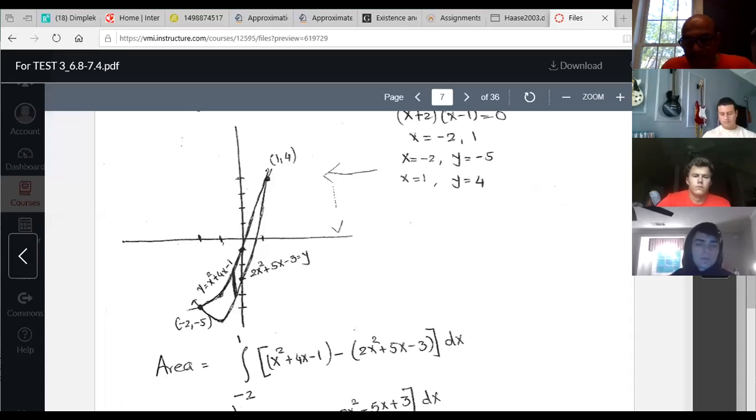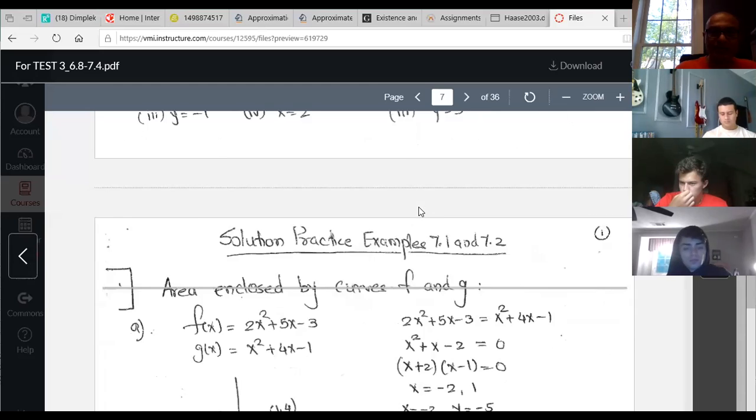Okay, guys, so let's start. Let me just share my screen. So yesterday we started the area enclosed by the curve, and I took this first example.